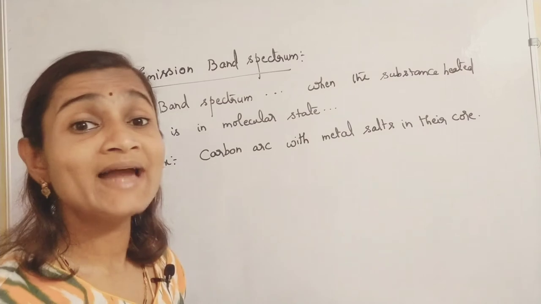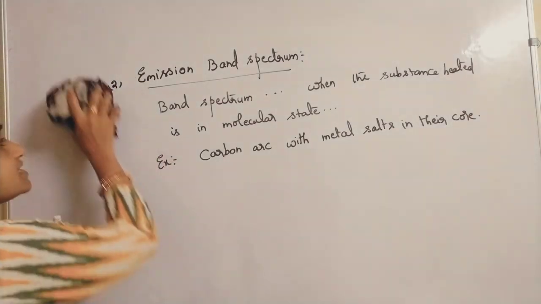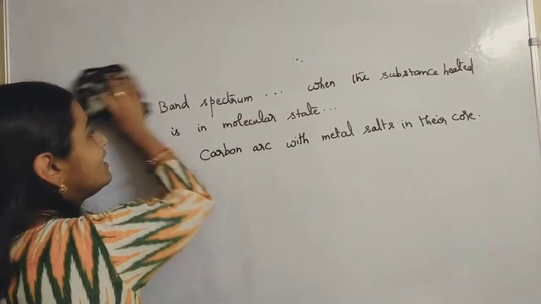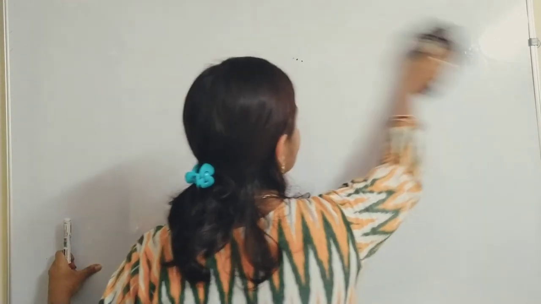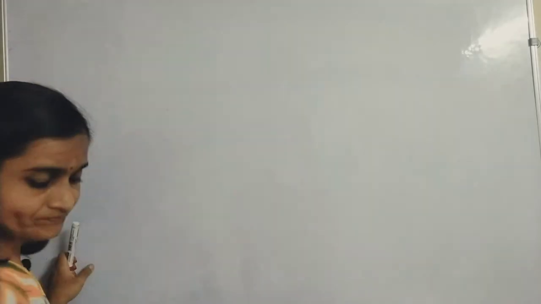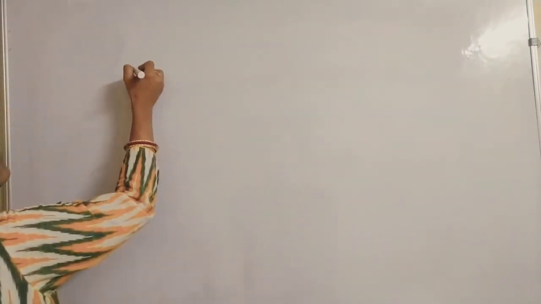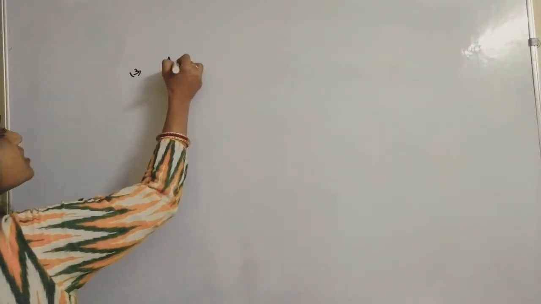Next we go for absorption line and absorption band spectrum. If you finish these two, our video will be finished. So next, the third one is absorption line spectrum.